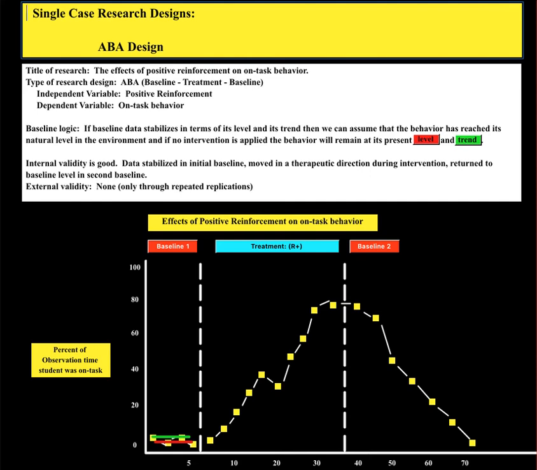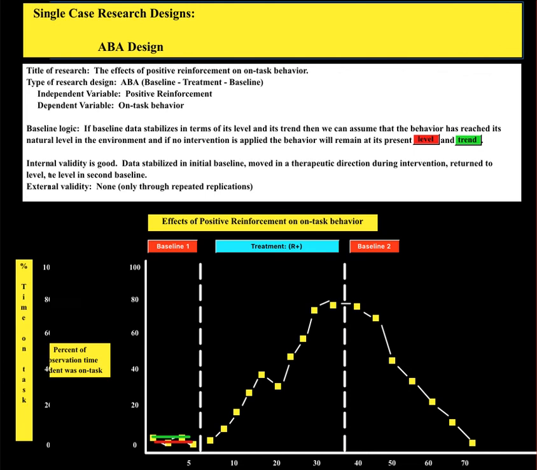Okay, from a researcher's and teacher's perspective, this is an excellent design. However, there is one ethical issue with this design, and that is how ethical is it to leave a participant in a non-therapeutic condition. If we ended the design here, the participant would be back to low levels of on-task behavior. So let's take a look at how we can combat that.